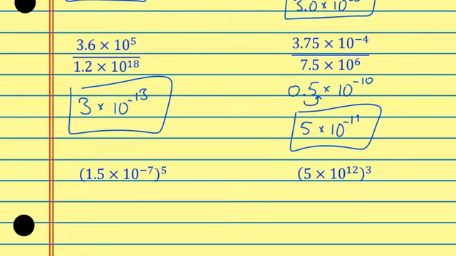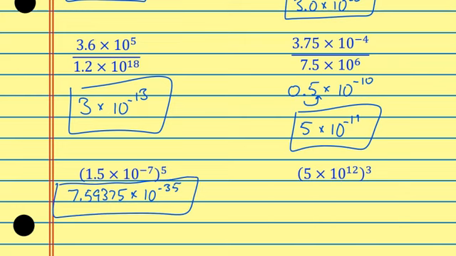And then once again, raising things to a power, 1.5 to the fifth power. Once again, just do that on your calculator. It's a regular old number, raising to the fifth power. That's a 7.59375. I just did that on my calculator. But now I apply rules of exponents to the 10, so I multiply the exponents. That's a negative 35. Okay, and that's it.